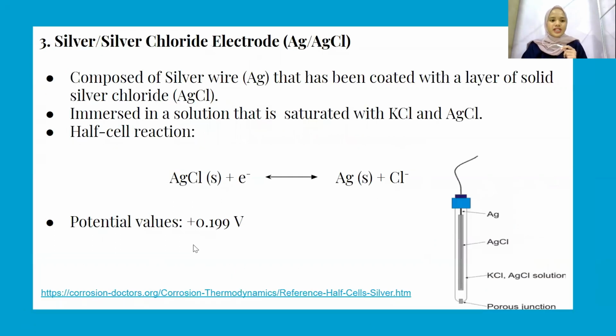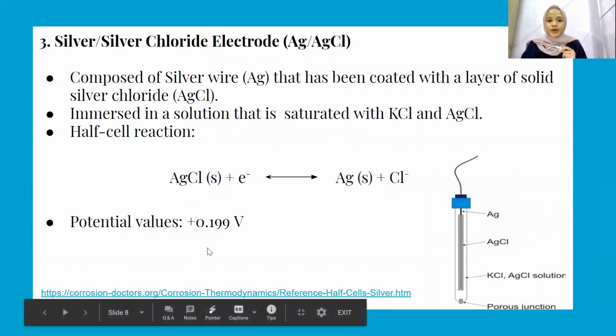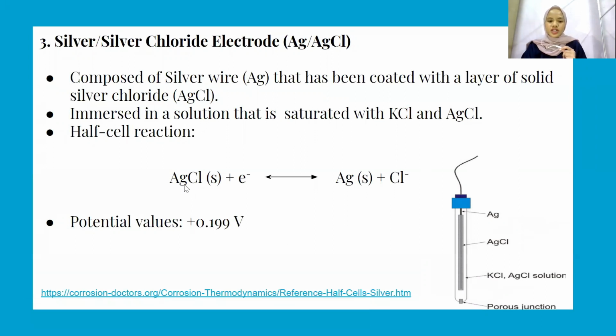Okay, next we have silver chloride electrode, AgCl. It is composed of silver wire that has been coated with silver chloride. It is immersed in the solution that is saturated with potassium chloride and silver chloride. The half reaction is AgCl plus e- in equilibrium with Ag plus Cl-. The potential value is plus 0.199 volt.